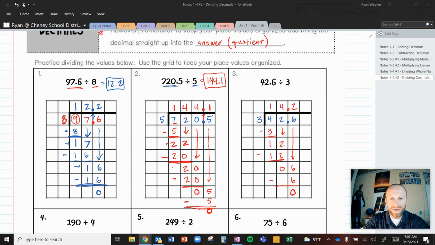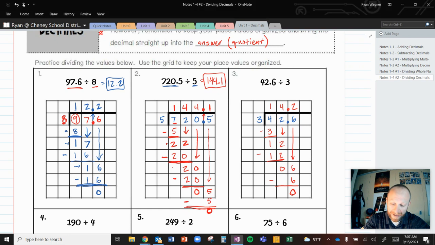How many times can 3 go into 12? Well, 3, 6, 9, 12. We subtract 12 minus 12, and we get 0. So we're at 14. We get to our decimal. Remember, we bring it straight up, and we put our decimal right here. Okay, we drop down our 6. How many times can 3 go into 6? That's 2. We multiply 2 times 3, then we subtract them, and we get 0. So your answer should be 14.2. All right, let's move on to number 4.